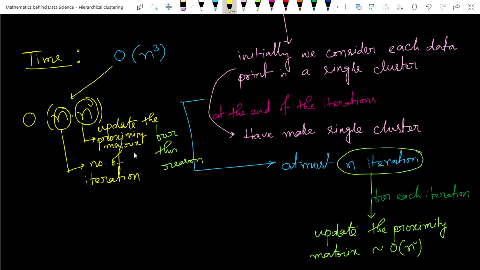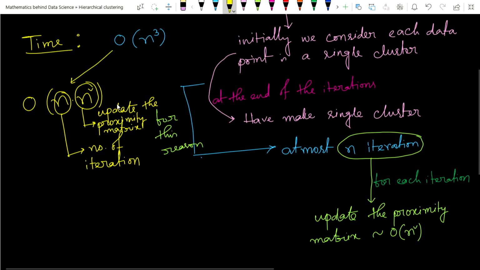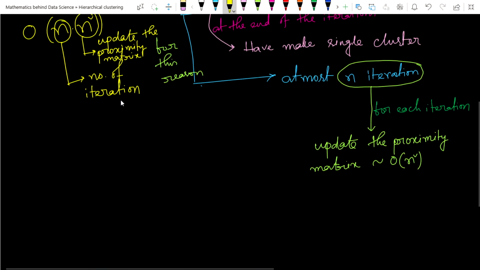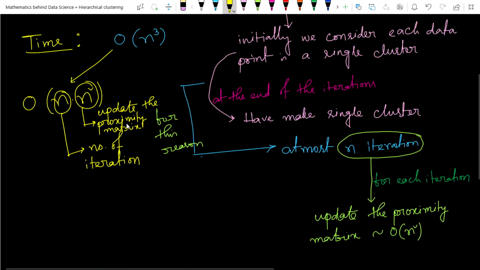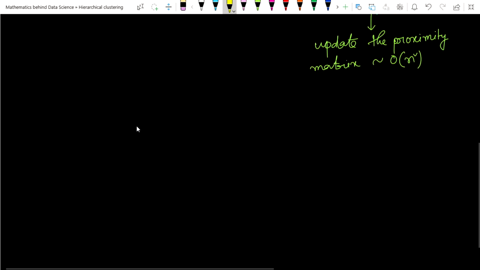To update this proximity matrix we need this. Because of these reasons our time complexity is required of order of n squared. I think you got the idea of how the space and time complexity has come. So the main thing is it's a large amount of complexity, so it's the main drawback.